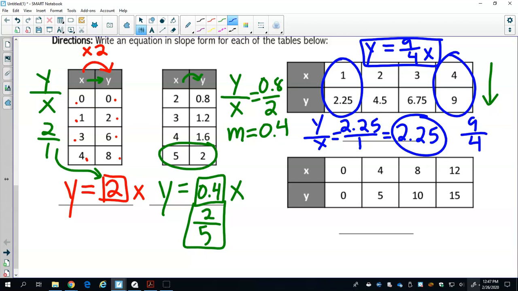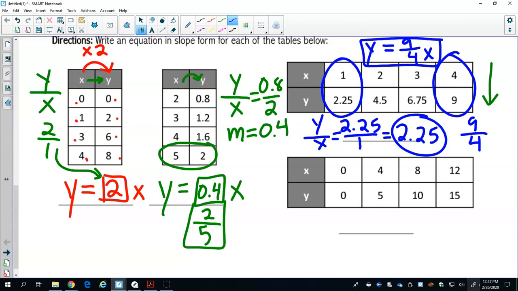So if you need to use your Desmos, please do that. You're going to take any of the y values, and you're going to divide by the x that goes with it. Any of the y values, but you'd have to match it up with the x. Well, except for 0, 0, because anything times 0 is 0.